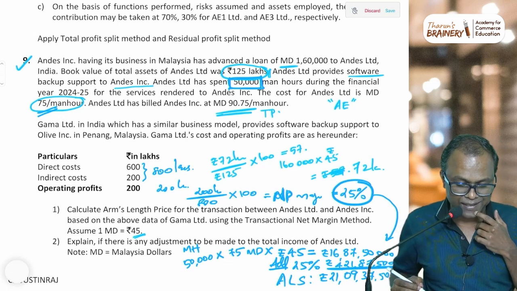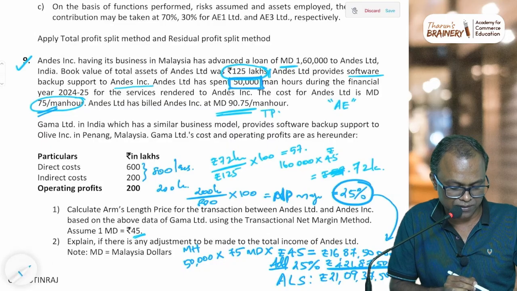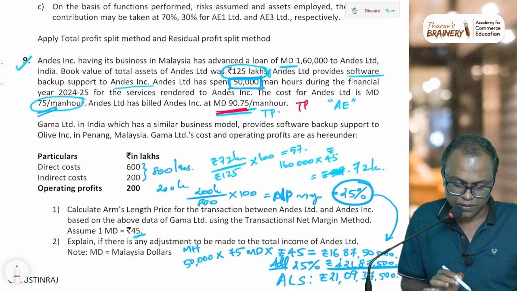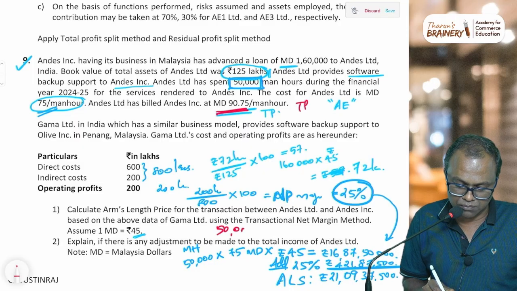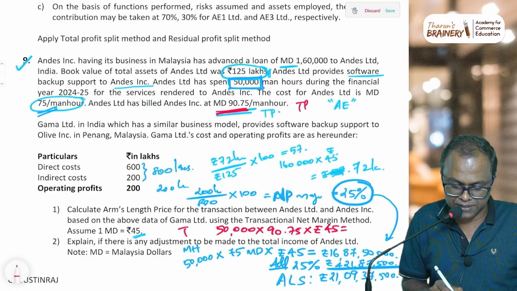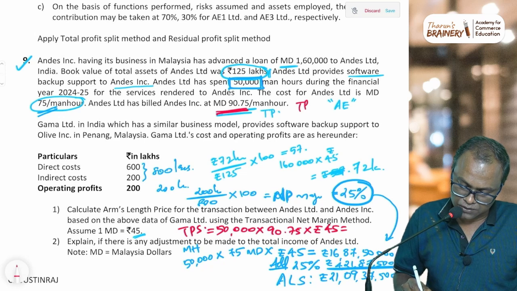And what is the actual they billed? Actual they billed is 90.75 per man hour. This is the TP. So TP we have to find out. So 50,000 man hours into 90.75 into rupees 45 is the TP sales. TP sales, that is how much? 20 crore 41 lakh 87,500.